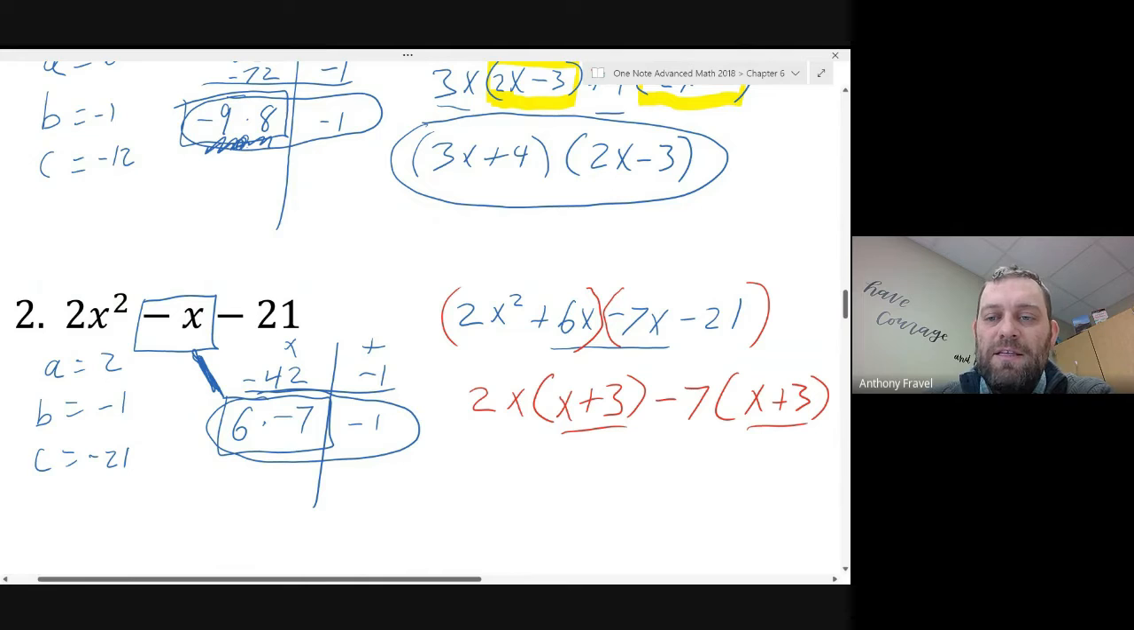This and this match up perfectly. That means I did it right. So I get 2x minus 7 and then x plus 3. That's my solution.